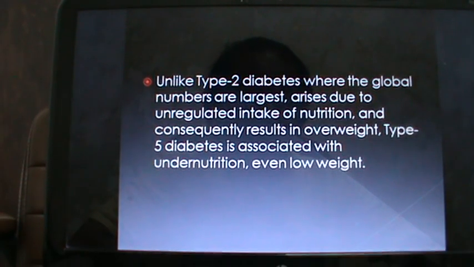Unlike type 2 diabetes, where the global numbers are largest and which is the most common type of diabetes, this arises due to unregulated intake of nutrition and consequently results in overweight. Type 5 diabetes is associated with undernutrition and even low weight. So there is a difference between type 2 and type 5 diabetes. In type 2 diabetes, the patient is fatty and overweight, while in type 5 diabetes, the patient is lean and has low weight.